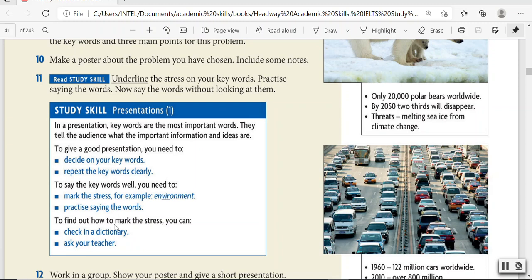To find out how to mark the stress, you can check in a dictionary or ask your teacher.